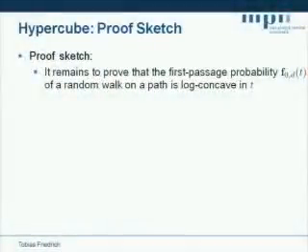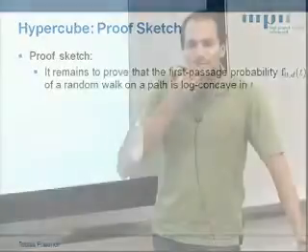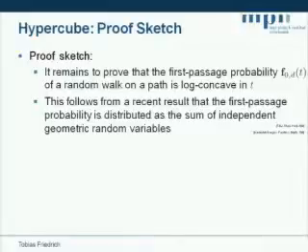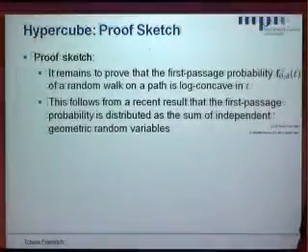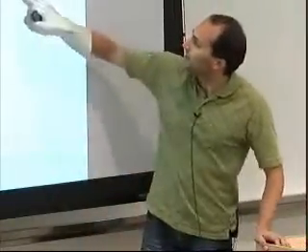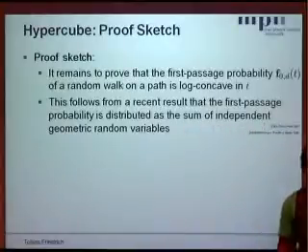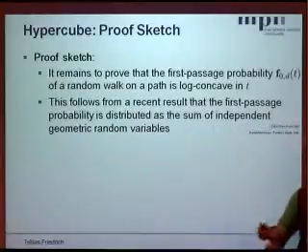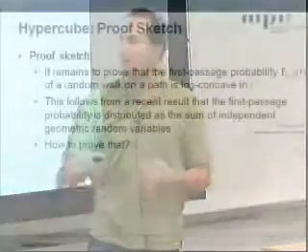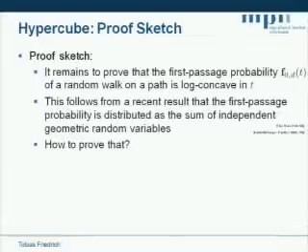So it remains to prove, we heard that a couple of times, that this first passage probability on a path is log concave. Then we have a very classic result of Karlin and McGregor, who is, by the way, the father of Anna Karlin from UW. He proved it for the continuous case, and Fill recently proved it for the discrete case as well. So one knows that the first passage probability is distributed as the sum of independent geometric random variables. These are all log concave, and the convolution of log concave guys is log concave again. So that's done, kind of.